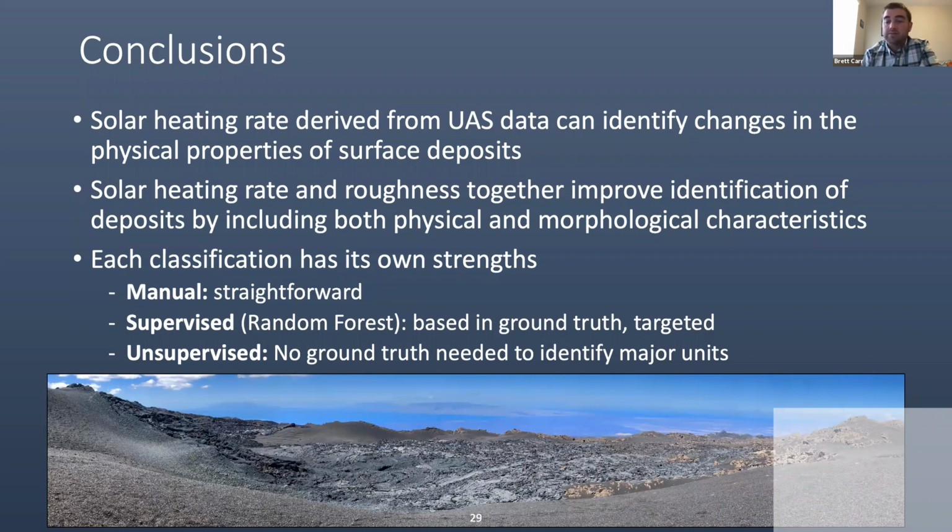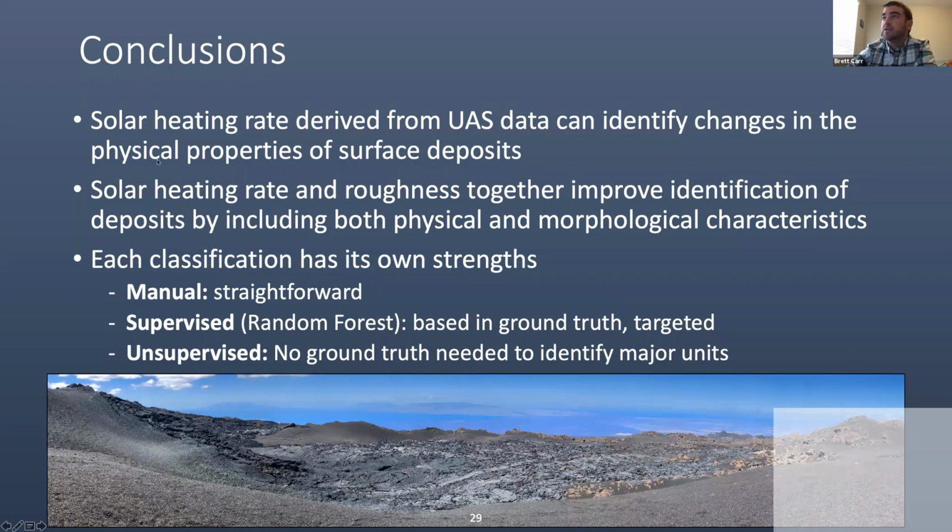So it's broadly applicable. And also then it gives you a comparable data type to thermal inertia data that's collected in planetary science, primarily for Martian surfaces. And so there's potential for planetary analog surface comparisons with the solar heating rate data.